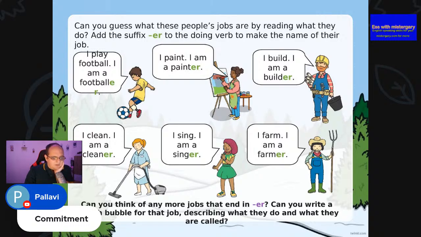Let's go full screen on that one. So, can you guess what these people's jobs are by reading what they do? Add a suffix -er to the doing verb and make the name their job. I play football. I am a footballer. I paint. I am a painter. I build. I am a builder. I farm. I am a farmer. I sing. I am a singer. I clean. I am a cleaner. All right.